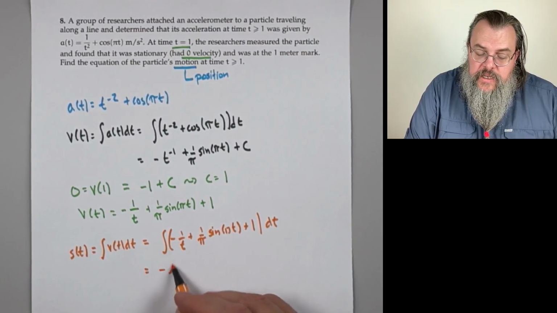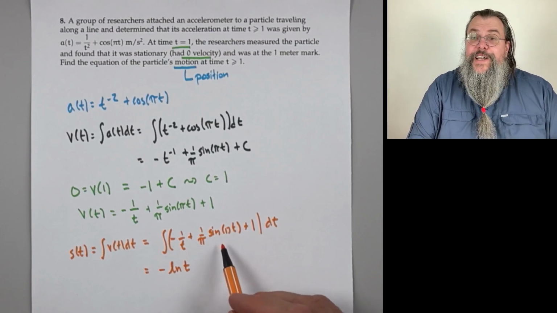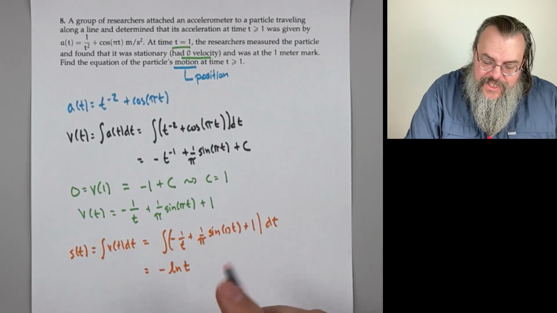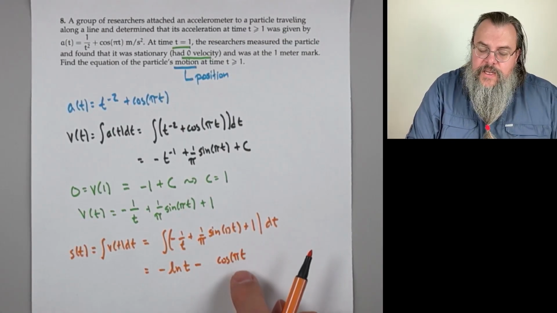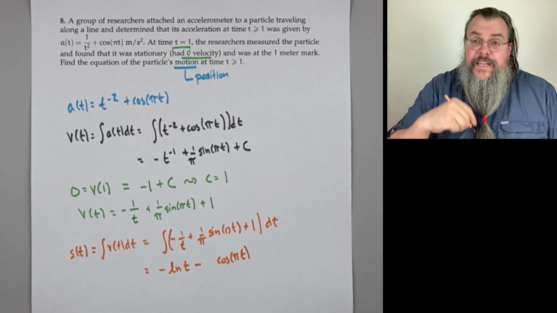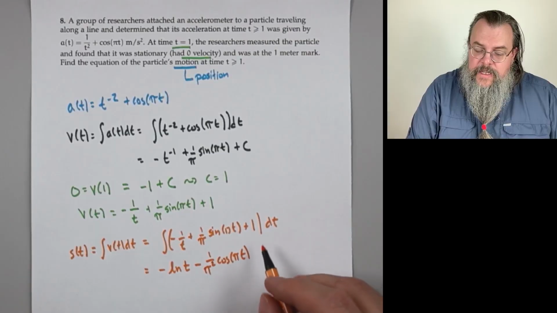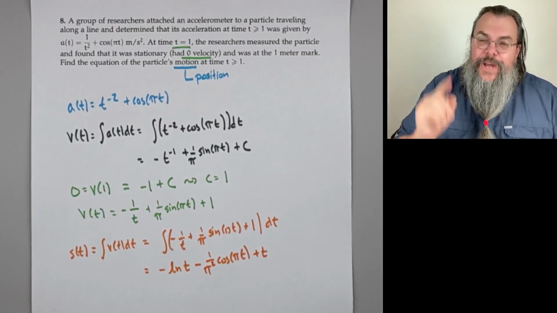1 over t is log. Okay, now the integral of sine is minus cosine. Yeah, pay attention. And now we say, oh, we have to account for the pi on the inside, so we have to divide by pi again, a second time. We already had a single pi, so now we're up to a pi squared. And then the integral of 1, don't forget that, is t. Are we done? No. We need a constant.